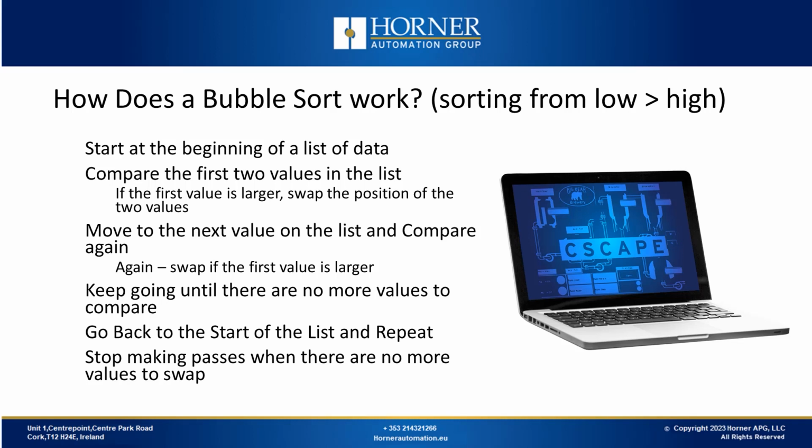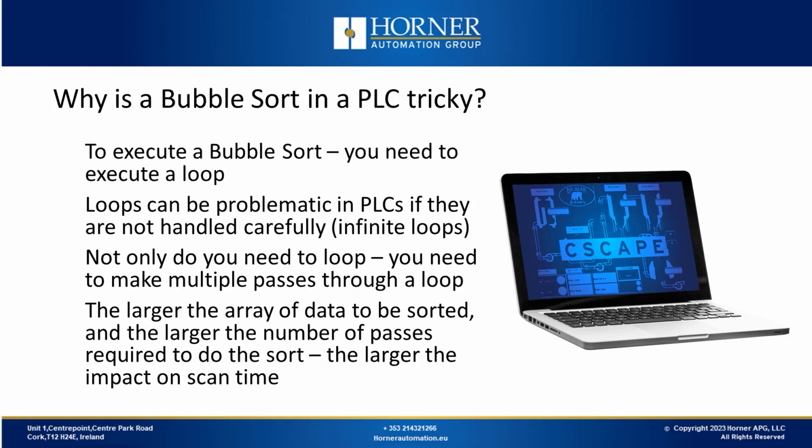Now you must go back to the start of the list and repeat. You go through the list in its entirety multiple times, and those are called passes. When there are no more values that need to be swapped, the process is complete. This is difficult in a PLC because you need to execute a loop, and in PLCs, loops can be problematic. If they're not handled carefully, you can end up with an infinite loop.